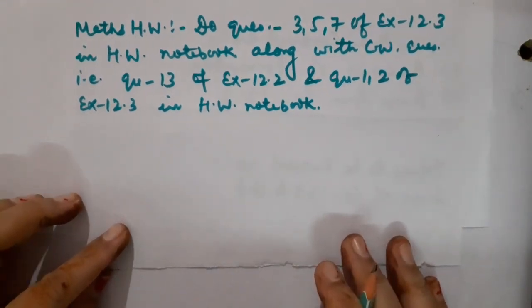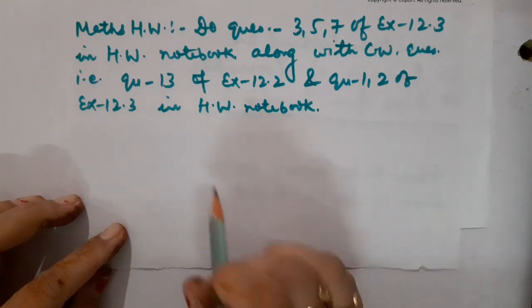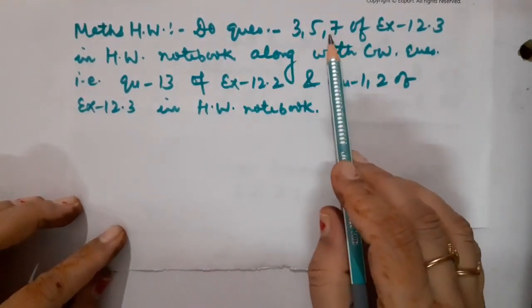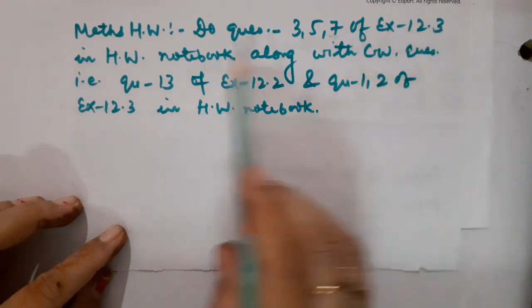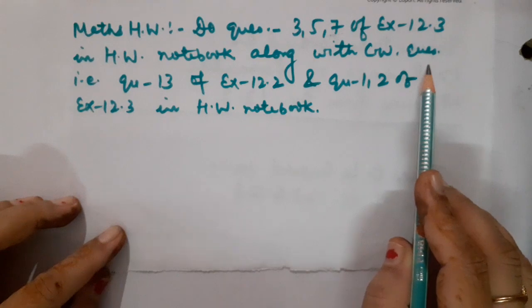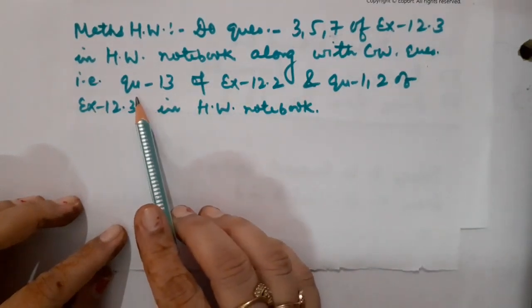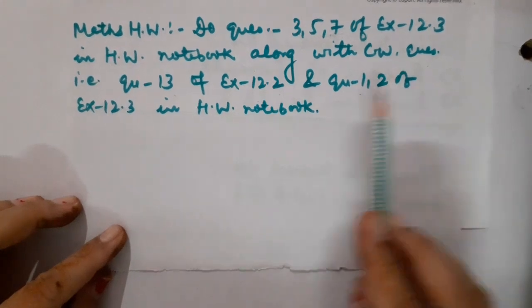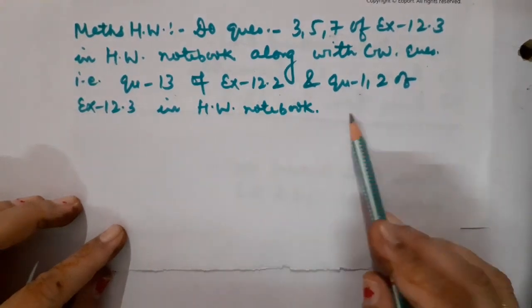Yes, students, now it is time to get your mathematics homework. Please note down which questions you are supposed to do yourself. Do question number 3, 5, 7. They all are the easiest ones of exercise 12.3 in the homework notebook. Along with the classwork questions: in classwork I have covered question number 13 of exercise 12.2, and question number 1 and 2 of exercise 12.3 in the homework notebook.